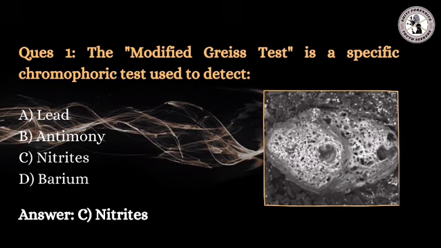The modified Griess test is a chromophoric test specifically used to detect nitrites. Many students confuse this with lead. But remember that Griess is for nitrites and it's our primary tool for determining the distance of firing. A positive result usually looks like a spot on filter paper of orange or red color.